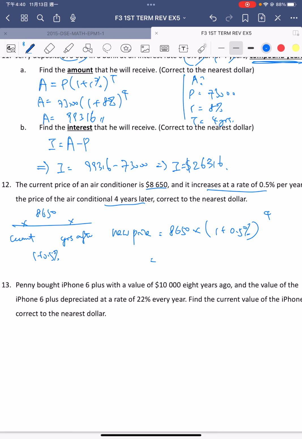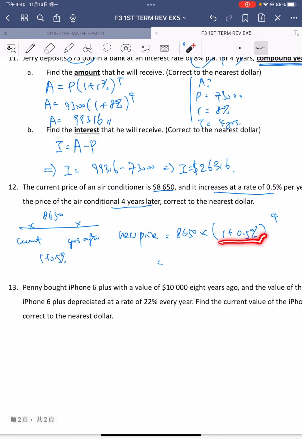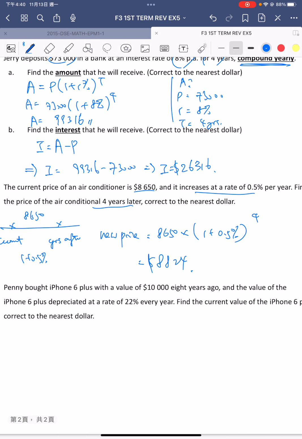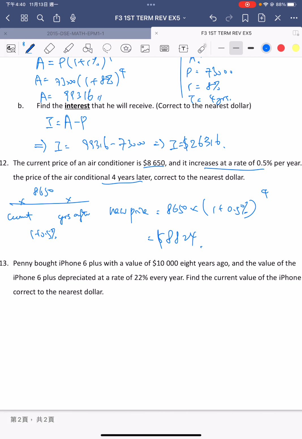And then you think about it, as this is increasing, you times a factor which is larger than 1, so it makes the original number become larger. So you have 8050 times (1 plus 0.5%) to the power of 4. So this is going to be equal to 8824. Okay, so that's the price of the air conditioner 4 years later.